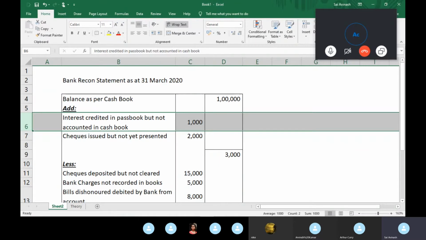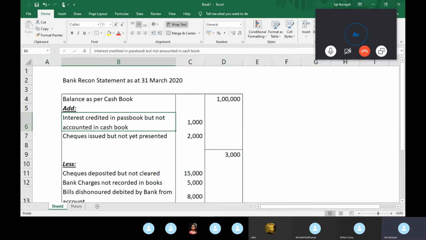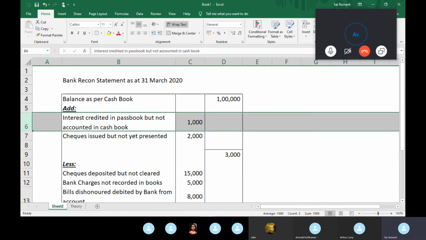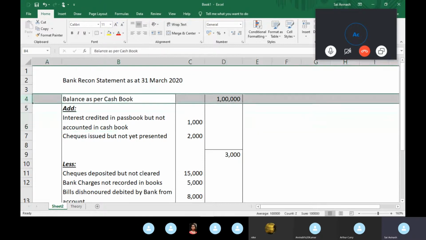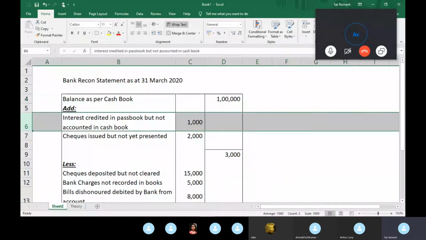I could not update my transaction, right? Which means on 1st April or 2nd April, I went to the bank, I updated my passbook, and I got to know that interest had been credited. But my books aren't showing that. So my cash book is lesser than my passbook. In order to reconcile and explain the difference, I have to say my cash book is lower. I'm going to increase it by the value.